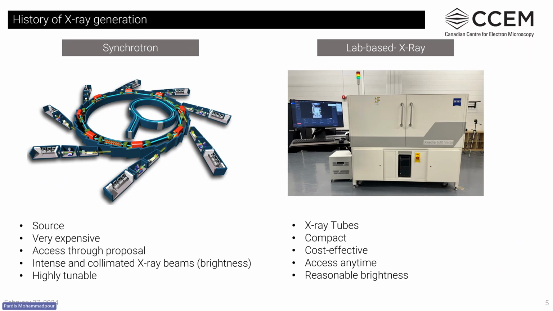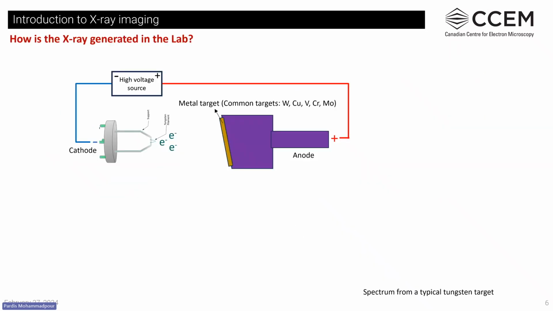Synchrotron is a very huge facility, costly to use, and usually accessible through proposal. However, lab-based X-ray systems are compact, cost-effective, and accessible anytime. The X-rays being generated in the synchrotron are intense and highly tunable, while in the lab, the X-ray isn't that intense, but the brightness is still reasonable for 3D imaging. I'll discuss the lab-based non-medical X-ray system further in the following slides because it's the focus of this presentation.